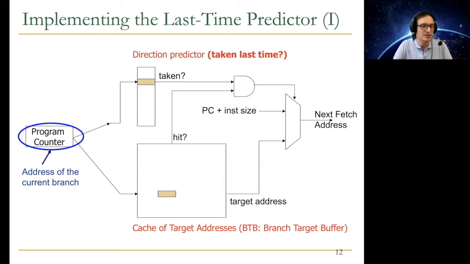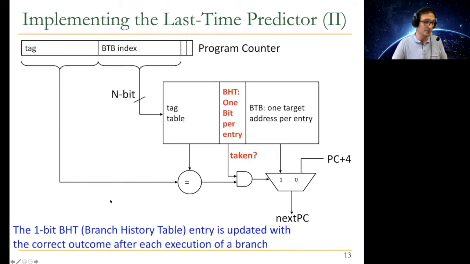Now, what you can do is incorporate this direction predictor inside the BTB also, because you use the program counter to access the BTB to get the target address. Why not also store the prediction inside the BTB? And this is what the slide shows essentially. So this is what a BTB, branch target buffer, looks like. Basically, we use 1 bit per entry, per branch, if you will. And you can see that the BTB is accessed like a cache, as we will see later.